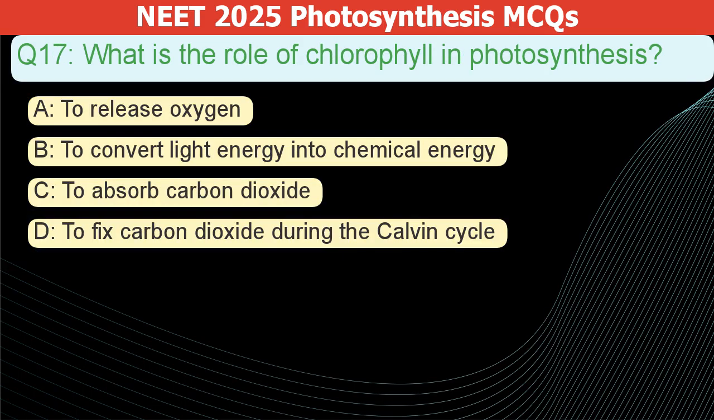What is the role of chlorophyll in photosynthesis? A. To release oxygen. B. To convert light energy into chemical energy. C. To absorb carbon dioxide. D. To fix carbon dioxide during the Calvin cycle.